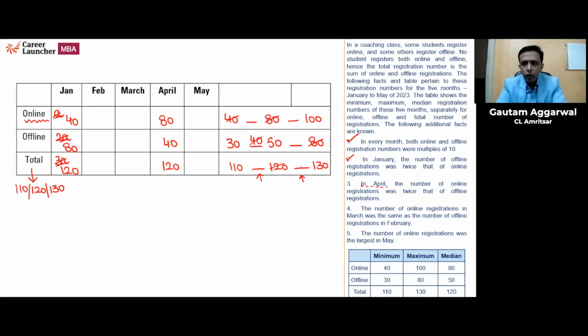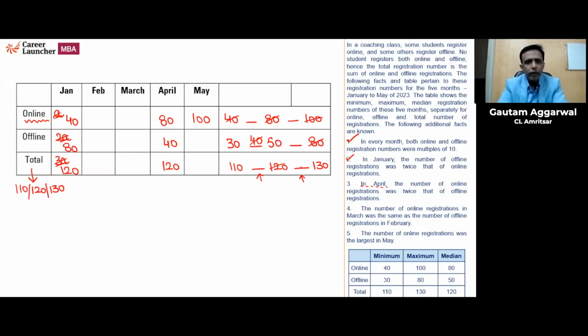The third information was the number of online registration in March was same as the number of offline registrations in February. And the number of online registration was largest in May. So May has to be 100. Online registrations has to happen maximum in May. So this 100 has to be in May.